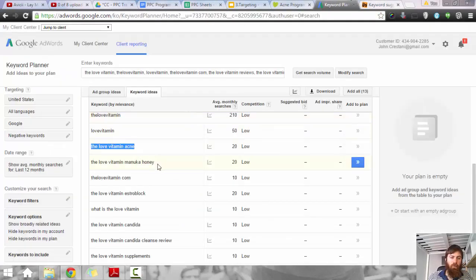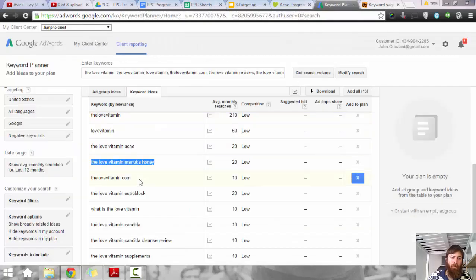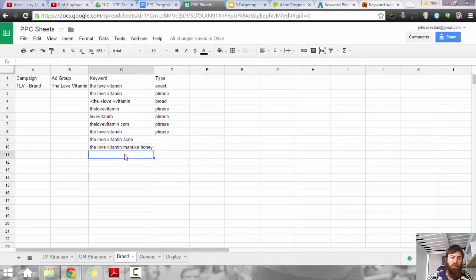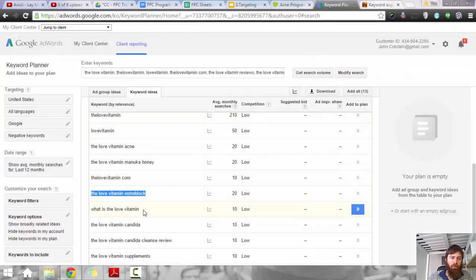Love vitamin manuka honey. thelovevitamin.com, we already got that. The Love Vitamin Estro Block. What is the Love Vitamin?